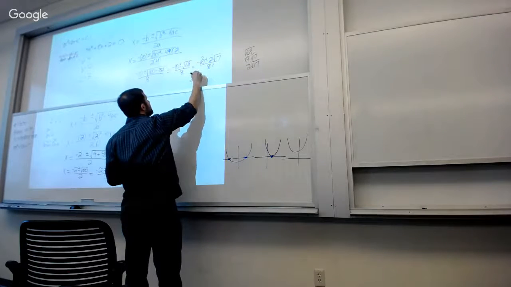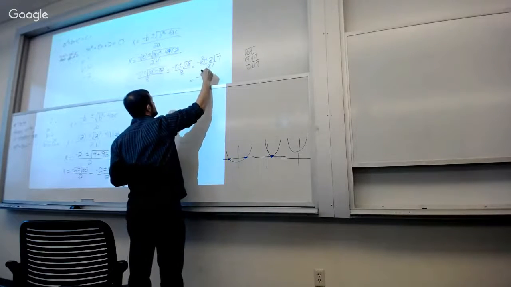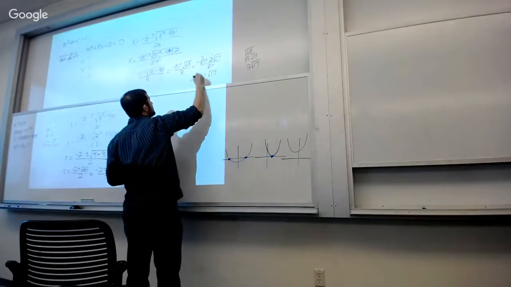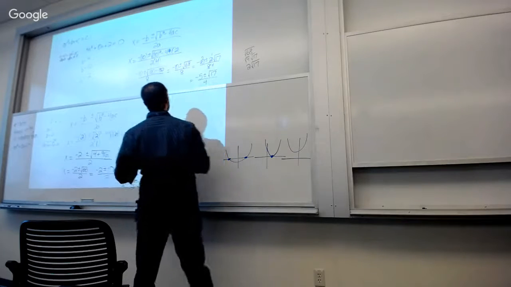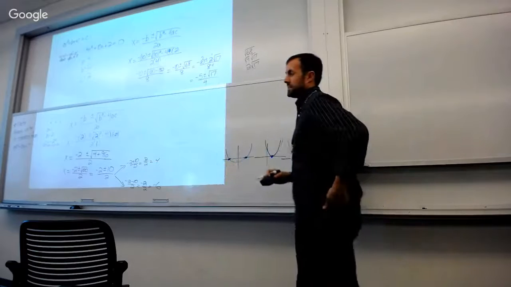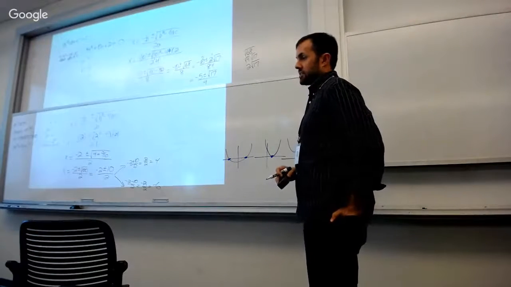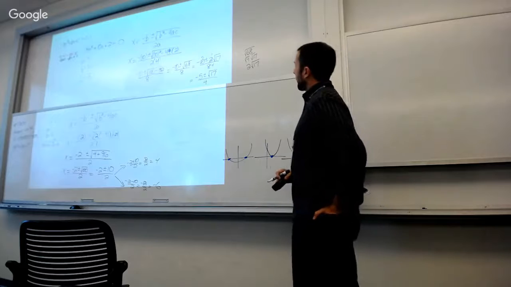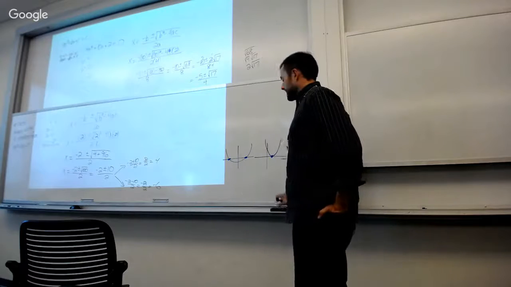And we have -5 plus or minus. Do I have to write 1 root 17, or can I just write root 17? You can just put root 17. We did it.